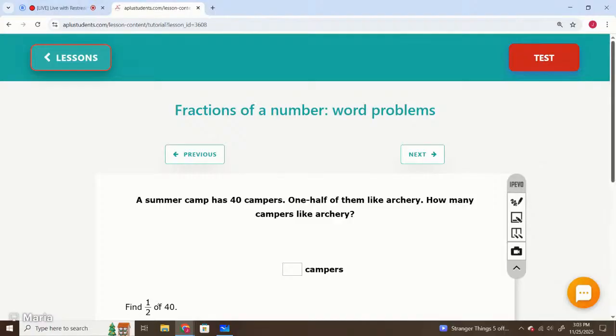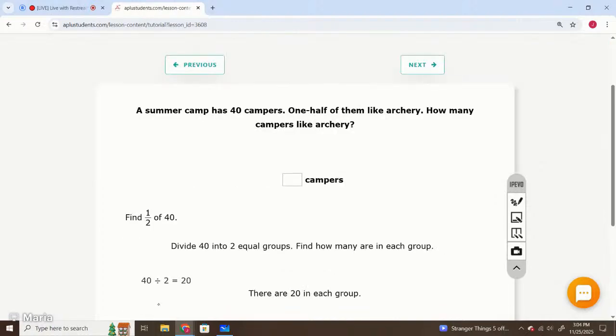A summer camp has 40 campers. One half of them like archery. How many campers like archery? So that is one half. We need to calculate half of 40. So that is 1 by 2 times 40.